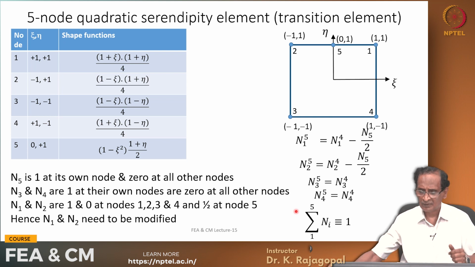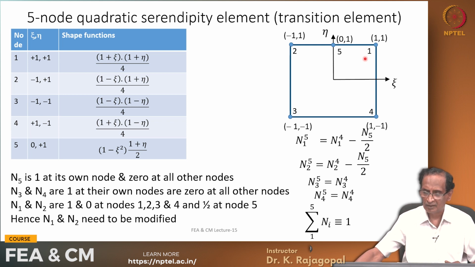So for the 5 node element, we can start with the shape functions for the 4 node element 1, 2, 3, 4, then introduce the 5th node and do the correction. We can actually write these shape functions directly based on the Lagrange procedure like this.